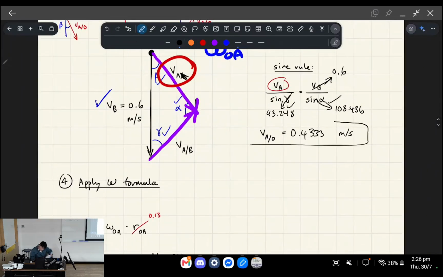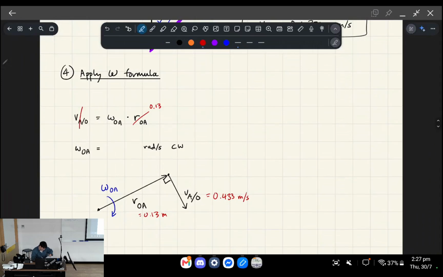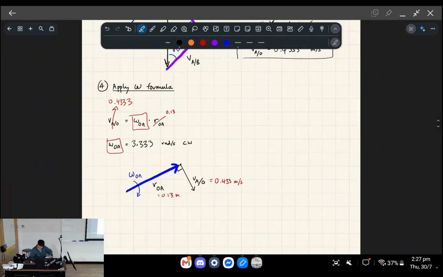Okay, so once we figured that out, this allows us to plug into a formula for omega. So this is what we worked out a second ago. And we also know the rod has this lever arm, and the lever arm is 0.13 in terms of meters. So when we solve for omega, we get 3.333 radians per second going clockwise. Does that make sense? No? Okay, kind of? Okay. So this is the relative velocity method, what we just did.